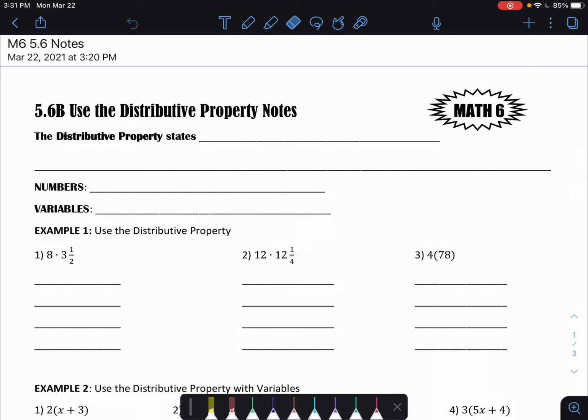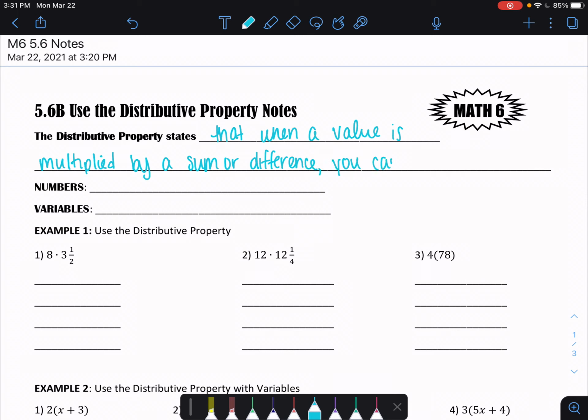So the distributive property states that when a value is multiplied by a sum or difference, so addition or subtraction, you can multiply each part by the outside factor.